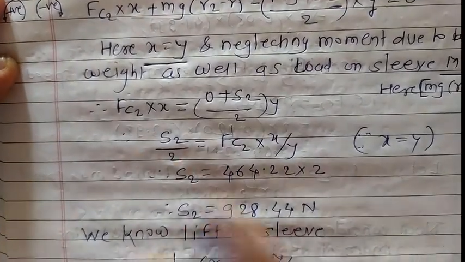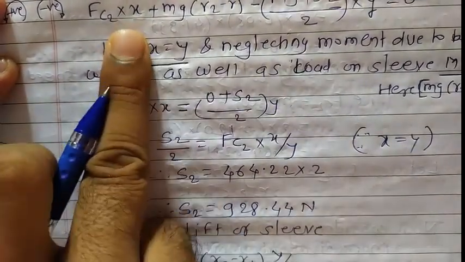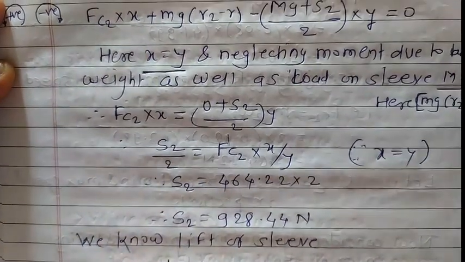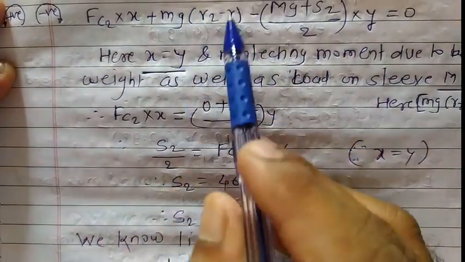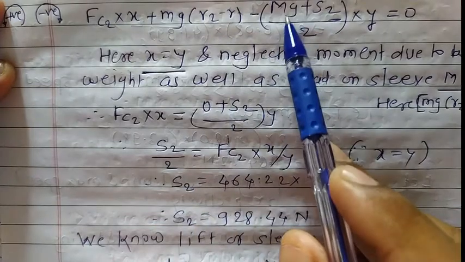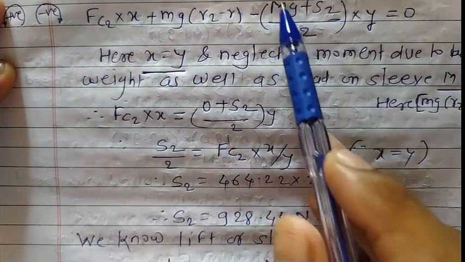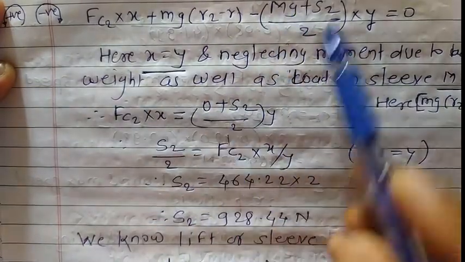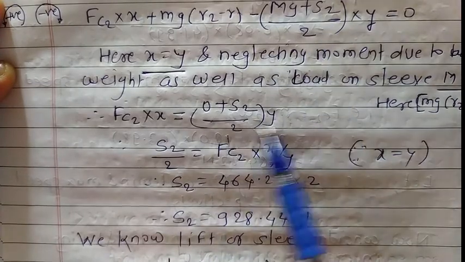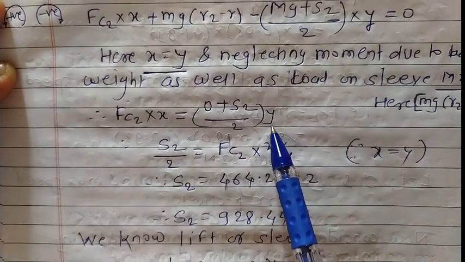Now the equation changes like this. FC2 multiplied by x remains as it is. Next, this term you have to neglect. Next, mg, this m value is 0, then S divided by 2 multiplied by y, this term remains as it is.